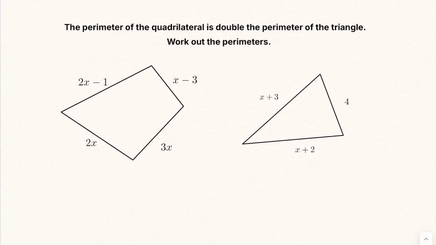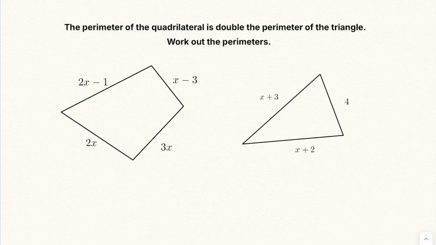Hi guys, so we have a question that reads: the perimeter of the quadrilateral is double the perimeter of the triangle. Work out the perimeters. So in this question, we are going to try to find out the perimeter of the quadrilateral on the left and the perimeter of the triangle on the right.